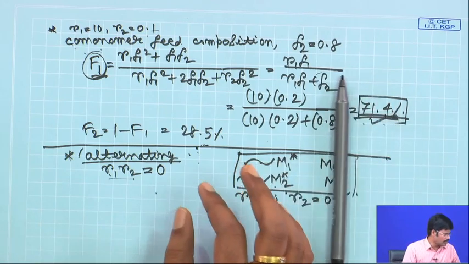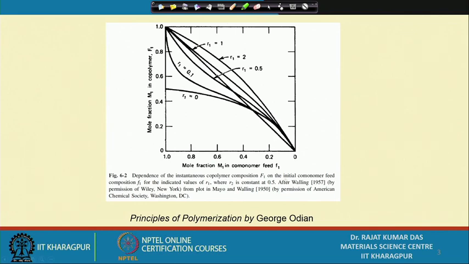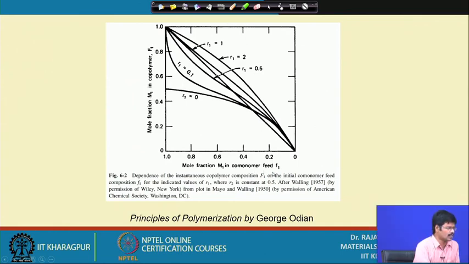So, let us go into the graph in the slide to explain this further. Again, on the y axis you have the mole fraction of monomer 1 in the copolymer, and on the x axis the mole fraction of monomer 1 in the comonomer feed. Theoretically, you keep your r2 value constant at 0.5, and all these graphs are for different values of r1. So, you see r2 is 0.5, and when r1 is 1, you have kind of ideal copolymerization behavior, or close to it.